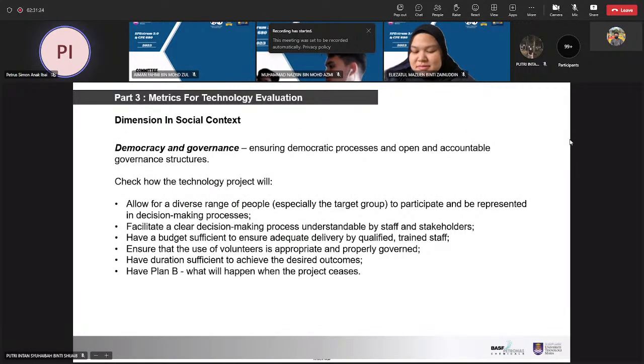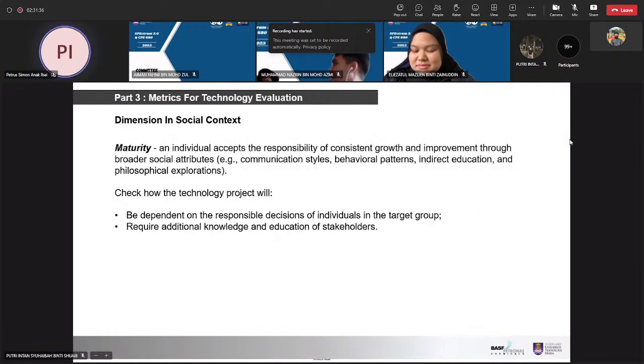And democracy and governance, ensuring democratic processes and open and accountable governance structures. Next, maturity is basically the individual acceptance of responsibility for consistent growth and improvement through the broader social attributes. So in this case, maturity is how the project can depend on the responsible decisions of individuals in the target groups. And this requires additional knowledge and education from the stakeholders. All right, next.